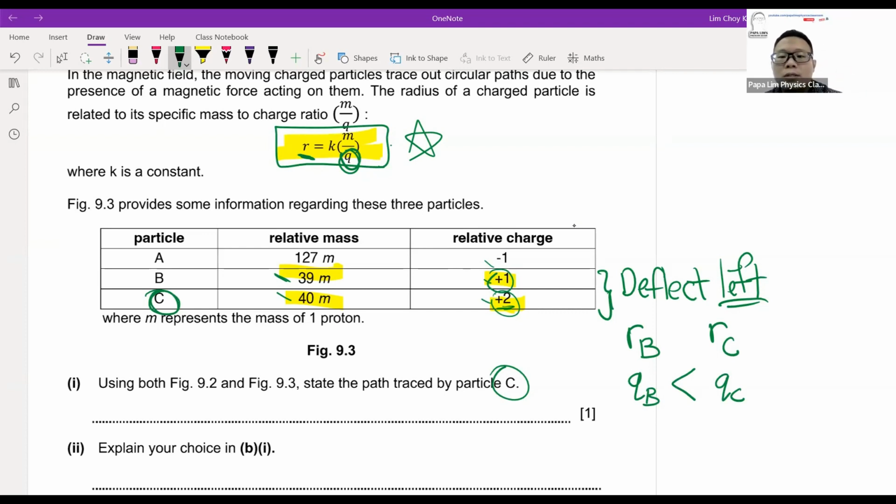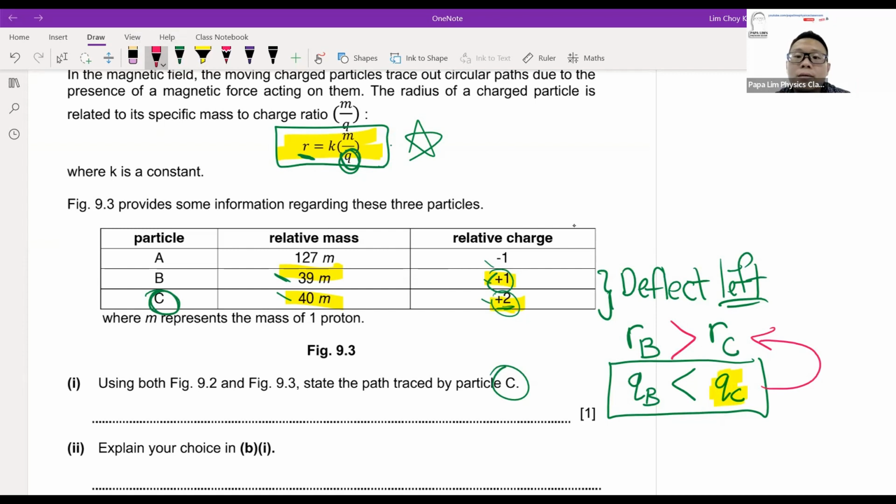You will find that because of this information, which is that charge C happens to be double the charge of B, and charge happens to be the denominator of that formula, it will affect the radius. So if my denominator is bigger, my radius will actually be smaller. And since my charge C is double, the radius of C will be smaller than B. So this is what we mean by using the information to assist you in your answering.